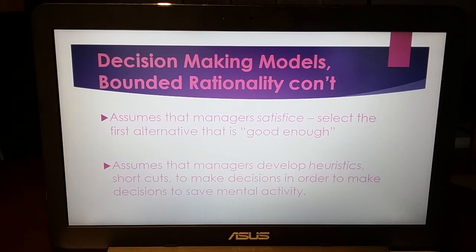it also assumes this satisficing, that people come up with a decision that's just good enough. That satisficing is very bad. You don't necessarily pursue things any further. You don't ask questions. You don't push it at all. And again, this whole idea that you make shortcuts.